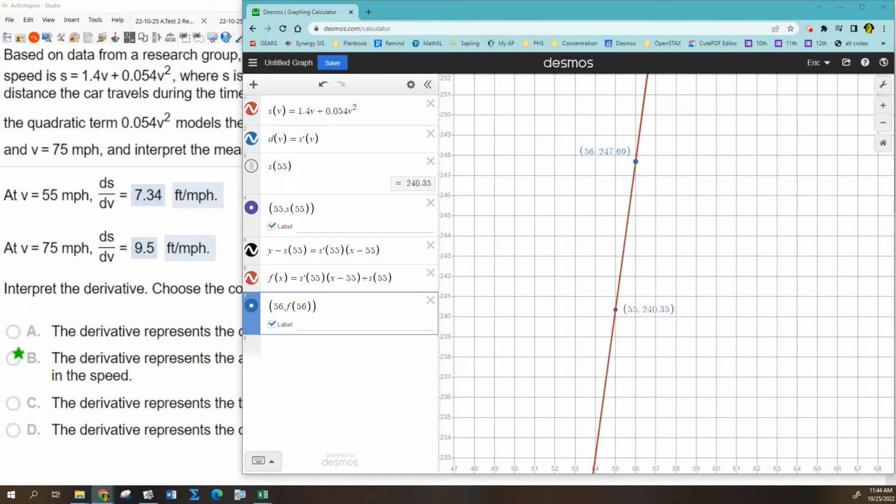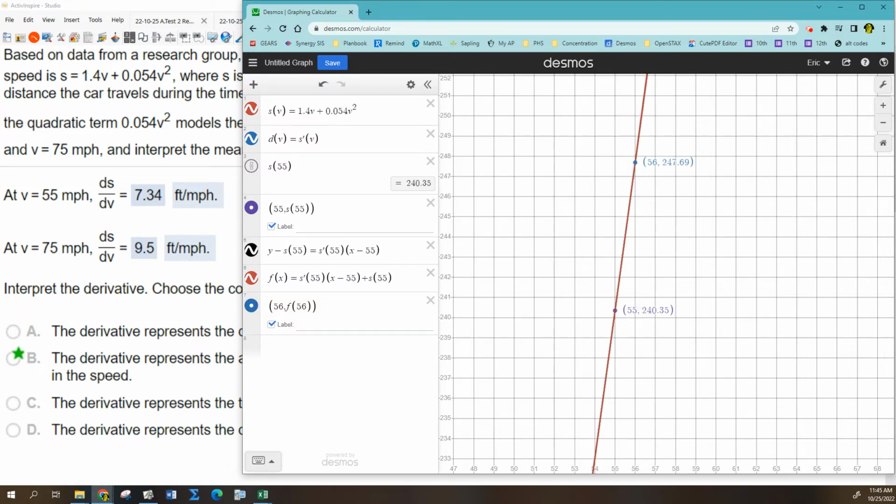Isn't it predicting here? The tangent line is telling me that if I increase the speed by 1, the predicted stopping distance should increase to 247.69, right? Okay, does that make sense? Because what are the units of this? Rise over run. I need to take a picture of this thing.